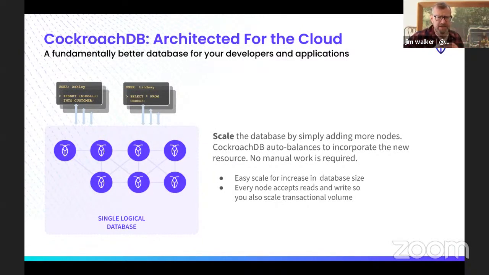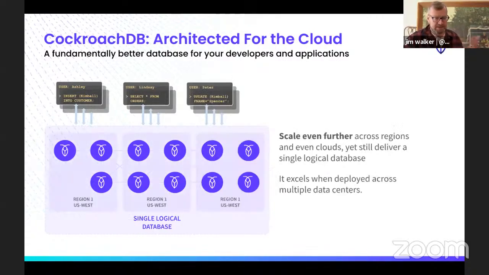But ultimately, this is one single logical database. You can ask a query of any single node. So just put a load balancer in front of this, and you're going to be able to find the data no matter where it lives across all these different nodes. And we can scale not just within a single data center, but across regions. So now you have one single logical database spanning an entire country or the planet, if you will.